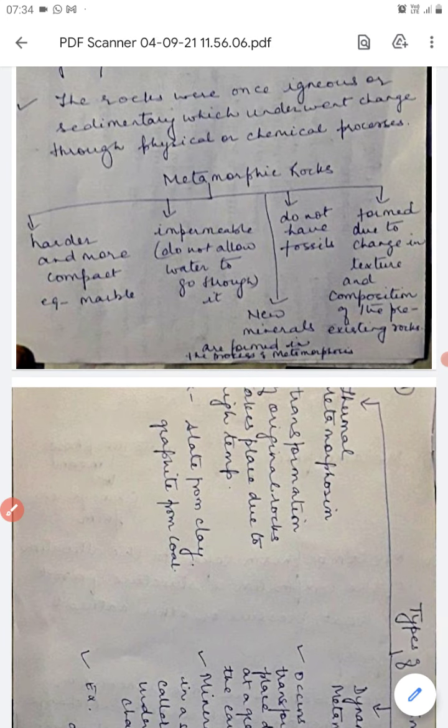So they do not have a fossil and they are formed due to change in the texture and the chemical composition of the existing rocks. So be it igneous rocks or sedimentary rocks, when they have gone through change by the change in the temperature, pressure, or the change may be physical and chemical change, so they have formed metamorphic rocks. So the metamorphic rocks are formed as a result of the changes in the existing rocks. New minerals are formed in the process of metamorphosis.